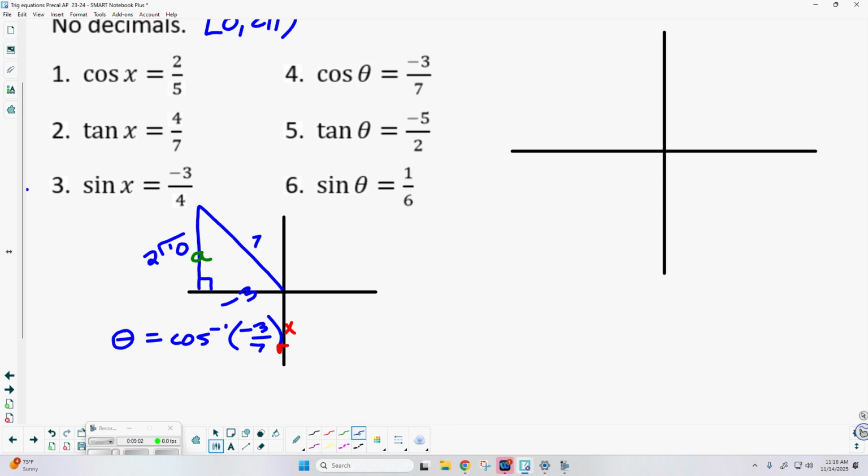I'll use green. Definitely not a special right triangle. Okay. But here's the thing about this. Cosine inverse of negative 3/7, unlike all the other problems, it's not this reference angle right here. Remember, you always have to start in standard position and you rotate over to the hypotenuse. So this is cosine inverse of a negative 3/7.